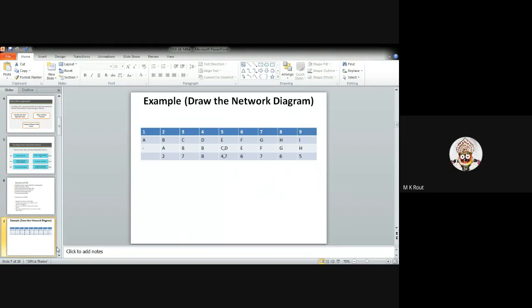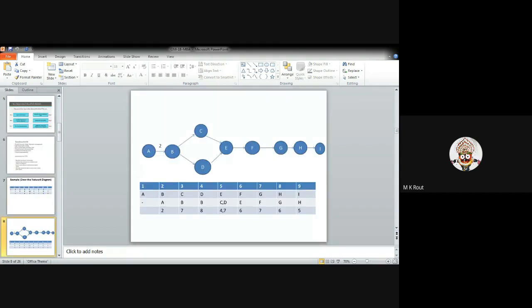Okay, I will show how to draw this network diagram. So this is the network diagram. You can see, in case of activity A, there is no preceder given. You can see in the table. So I just write A here, and from A to B, you can see in the next second column, I make the arrow from A to B. The next is B to C, then again B to D. In case of the fifth column, C to E and D to E, and the next from column number 6, E to F, then F to G, G to H and H to I.